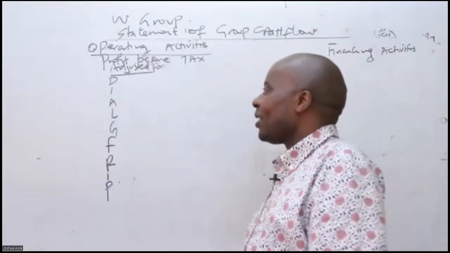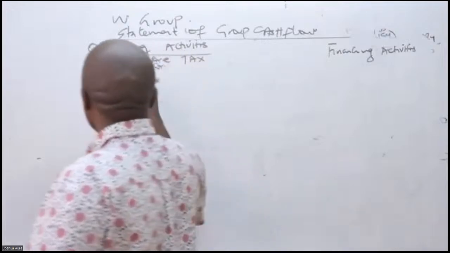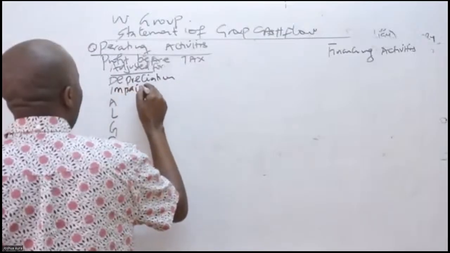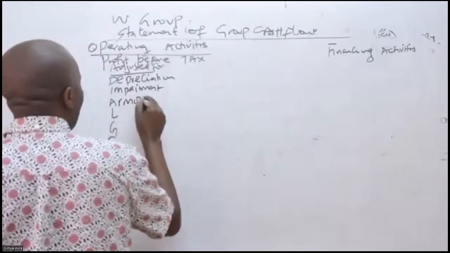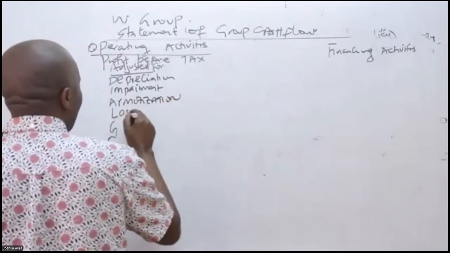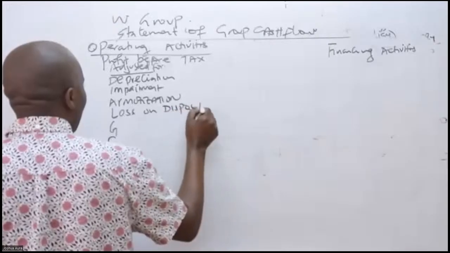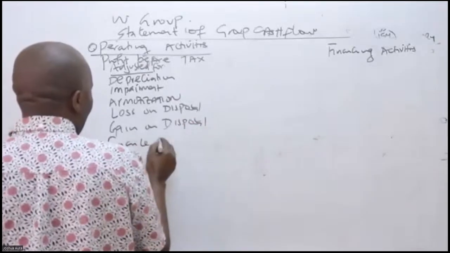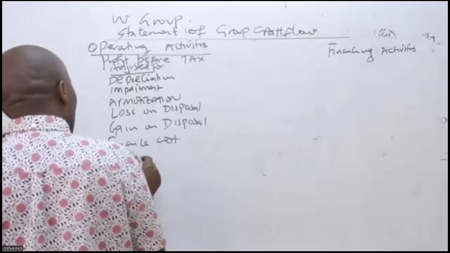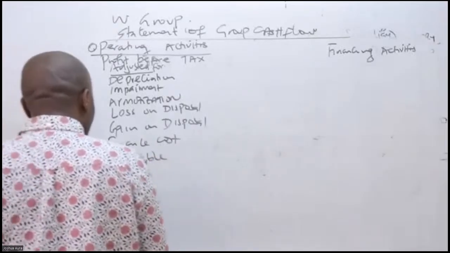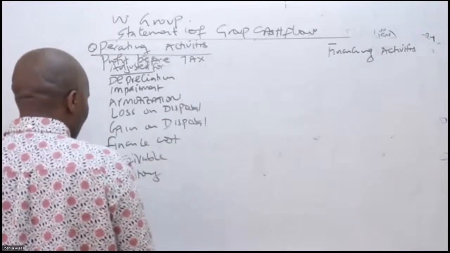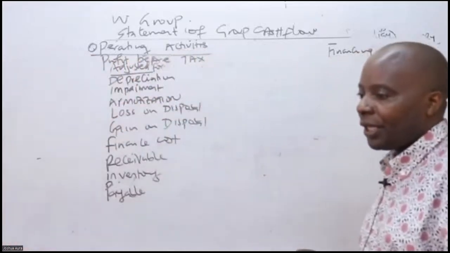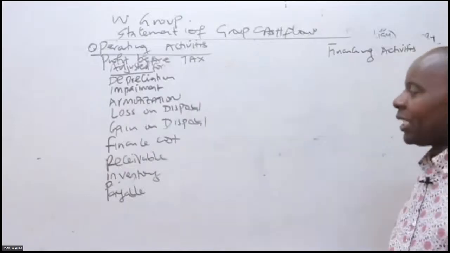Thank you. Okay, so then we know that this is depreciation. This is impairment of goodwill. This is amortization. This is loss on disposal. This is gain on disposal. We have here finance cost. Here we have receivable. Here we have, in this case, inventory. Here we have what we call payable. So Paddy says good now. Please now finish typing this very fast.